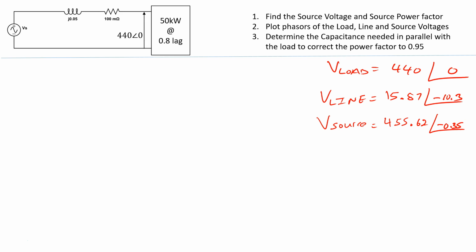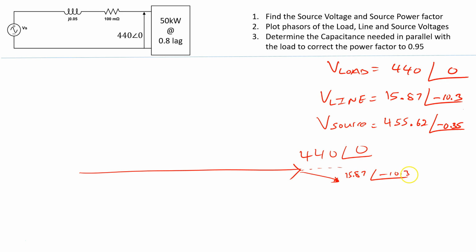So I'm going to draw these out now. All I do is simply look at the angle and the magnitude. So V load is angle 0, magnitude 440. So this is 440 angle 0. Then V line is 15.87 angle minus 10.3. So I'm going to start from the point where V load stopped, and I get minus 10.3. So that is somewhere around here. So this is 15.87 angle minus 10.3. And those two together, when I add them up, should finish right here.